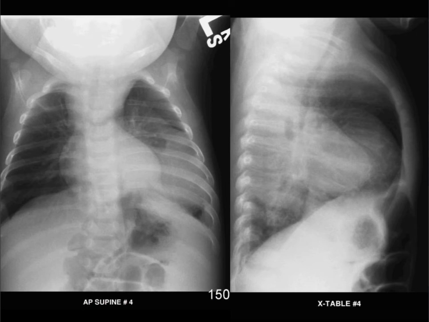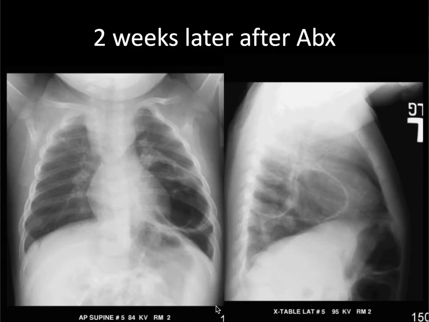So this is an initial chest X-ray demonstrating a left lung mass opacity. And on follow-up films, that opacity fills with air. So you need to be thinking about a congenital pulmonary airway malformation.